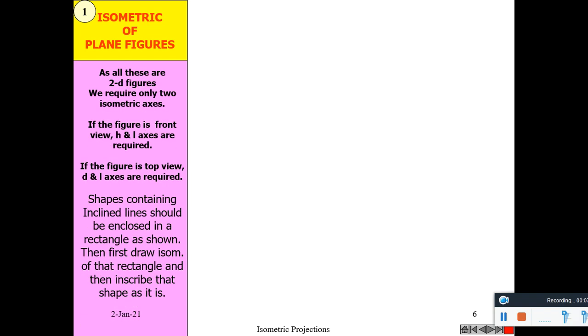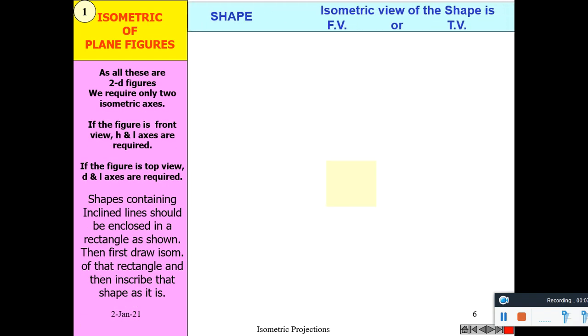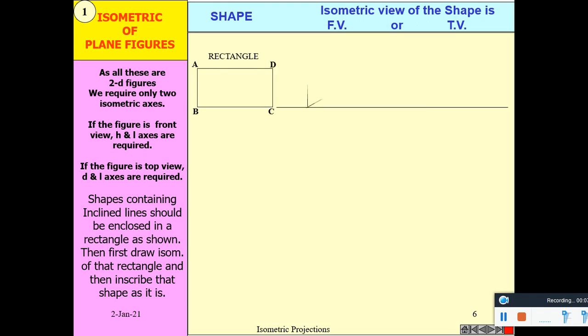So here are some plane figures. We can draw the isometric view of the plane figures. First of all, a rectangle. The front view is drawn like this. So the actual dimensions of AB, BC, CD and DA are marked here. In top view also we can draw like this. Here this angle is taken as 30 degrees. In this case, this angle and this angle are taken as 30 degrees each.